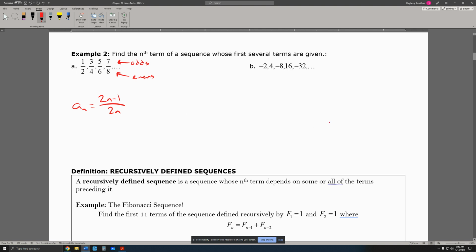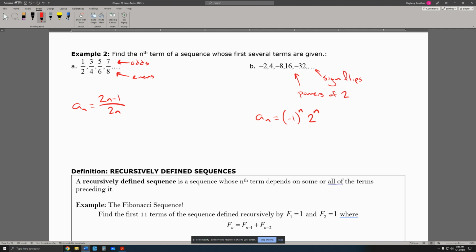All right, for letter B, I noticed that the sign flips. So negative to positive to negative to positive to negative. So first thing I notice is that the sign flips, so we're going to use that sign flipper term or factor. And then I also noticed that the terms are just powers of 2. Okay, so it's going to be 2 to the power of n. So first, a sub n is equal to our sign flipper. The first term is negative, so we have -1 to the power of n, and then times our powers of 2, so 2 to the power n.